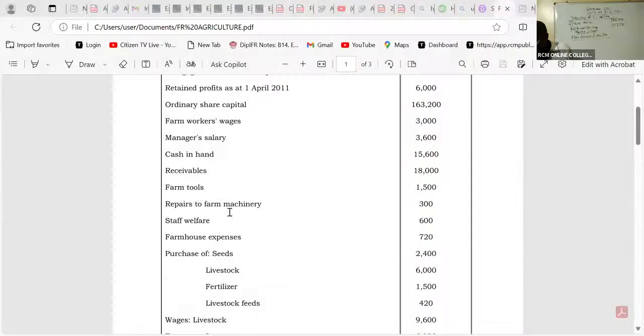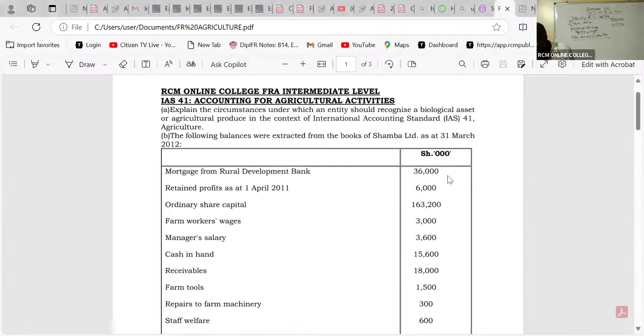If you look at your trial balance, there's a place where we have mortgage for the farm. Nothing really is happening there. We simply pick it. So we have a mortgage of 36,000. We don't have any other non-current liability.